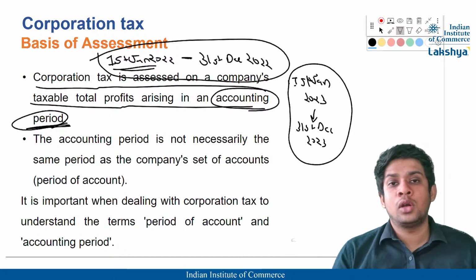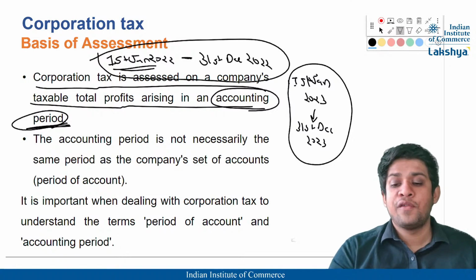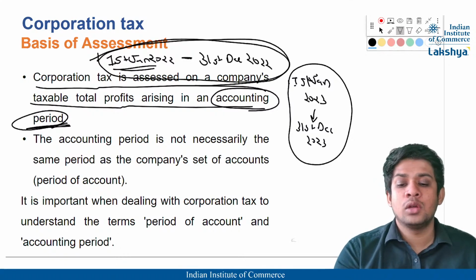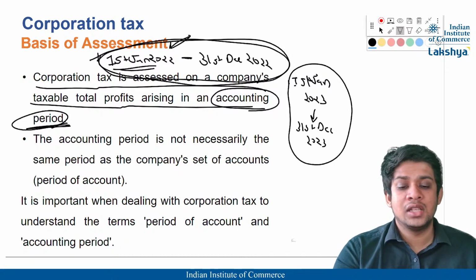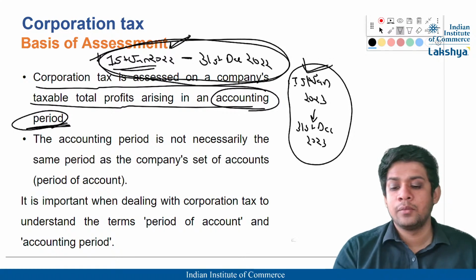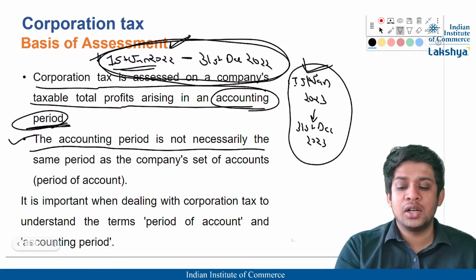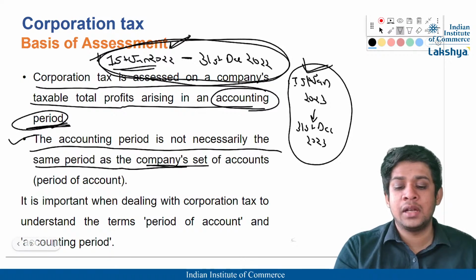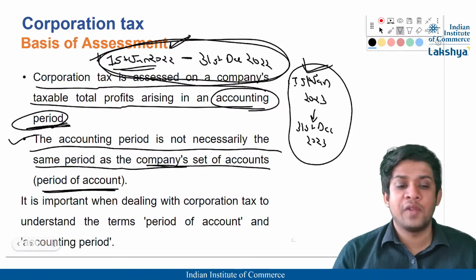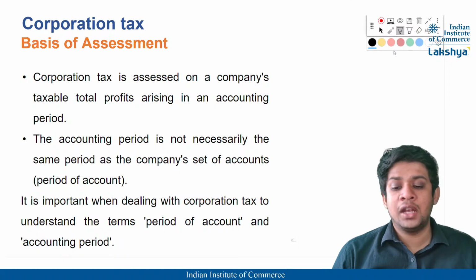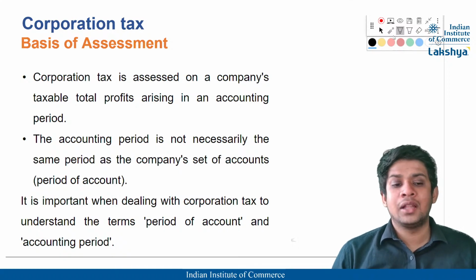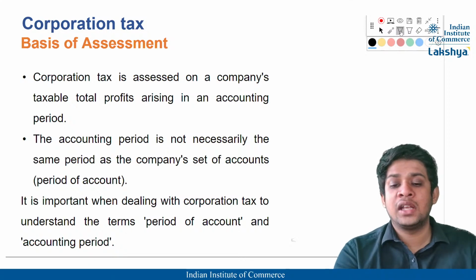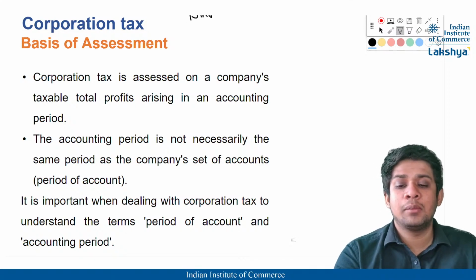Whatever are the taxable total profits that they are generating for the accounting period, those will be considered for the tax assessment, for the tax liability in the year 2022, and this will be in the year 2023. The accounting period is not necessarily the same period as the company's set of accounts, that is the period of account. Technically the period of account that is there for a company can be greater than the 12-month period.